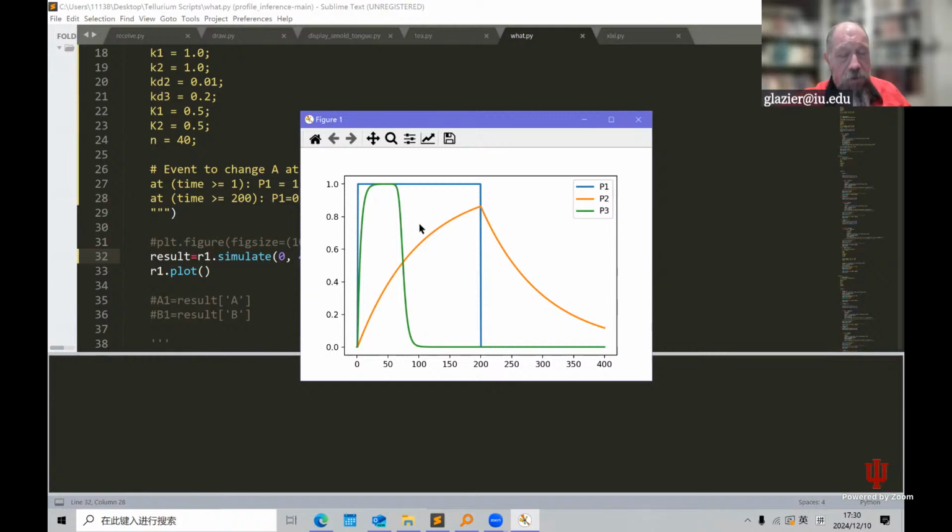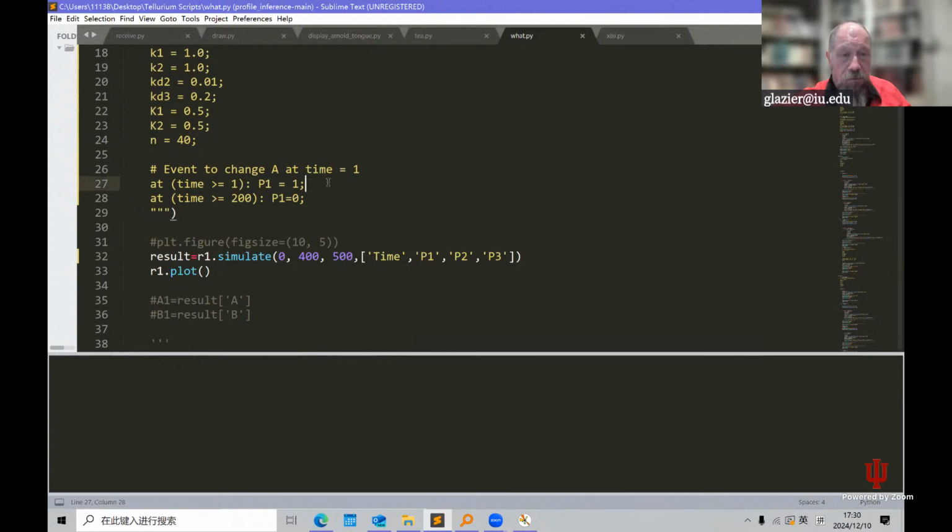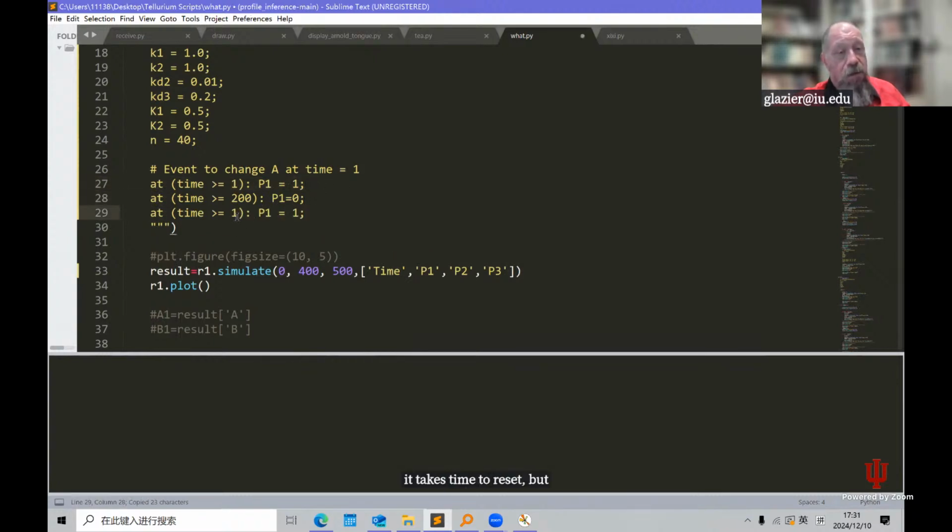So P3 stays off and P2 comes down again. Now the system is reset. If you turned P1 on again, it'll have another pulse, right? So it takes time to reset, but you could now have, say, time 300, you could turn it back on.